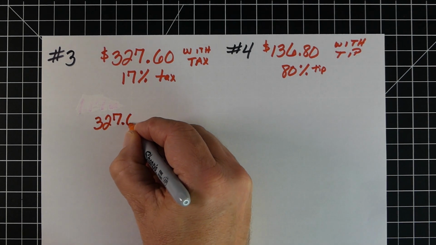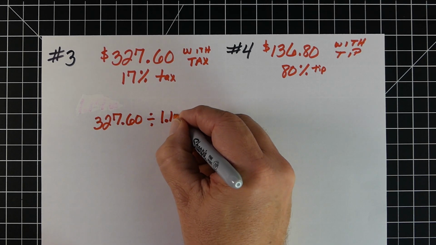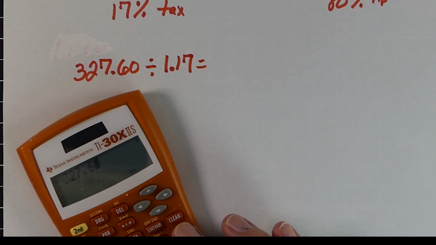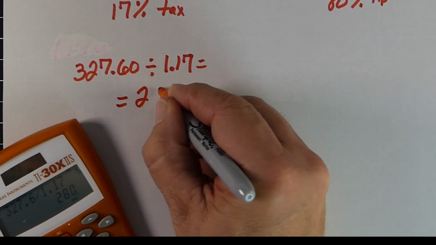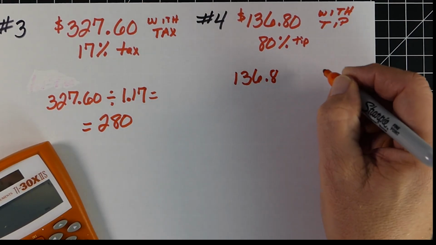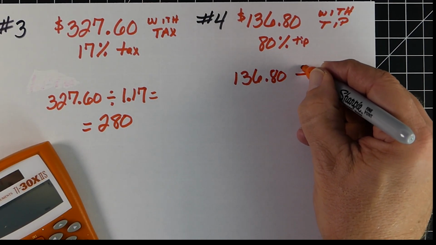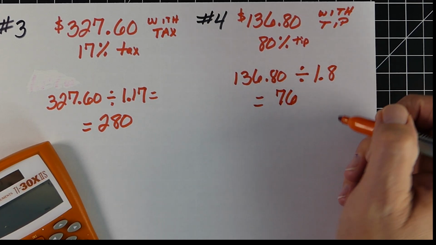The last couple here, these are just some shortcuts. I take the total cost with tax, and I'm just going to divide it by the 1.17. And when I take $327.60 divided by 1.17, I get $280. So the cost was $280 before tax. Same on the last one. I take the total cost, I'm going to divide it by the 1.8, which represents that 80%, and I get 76.